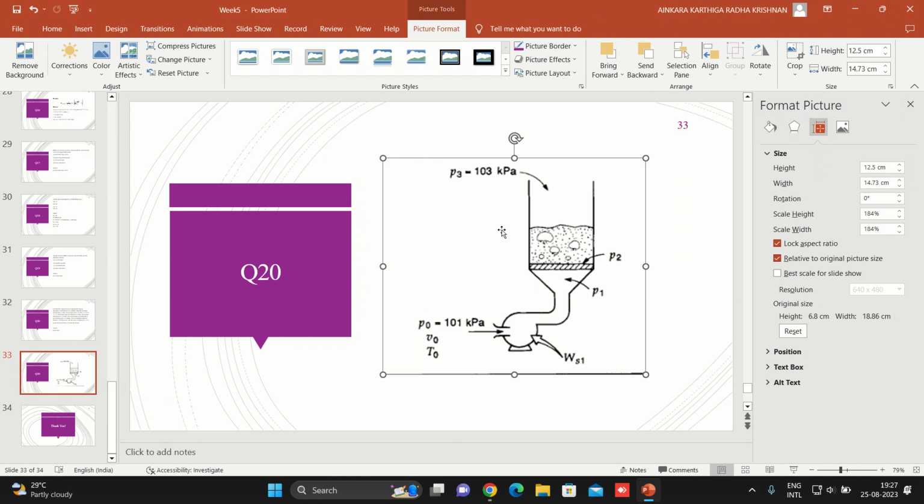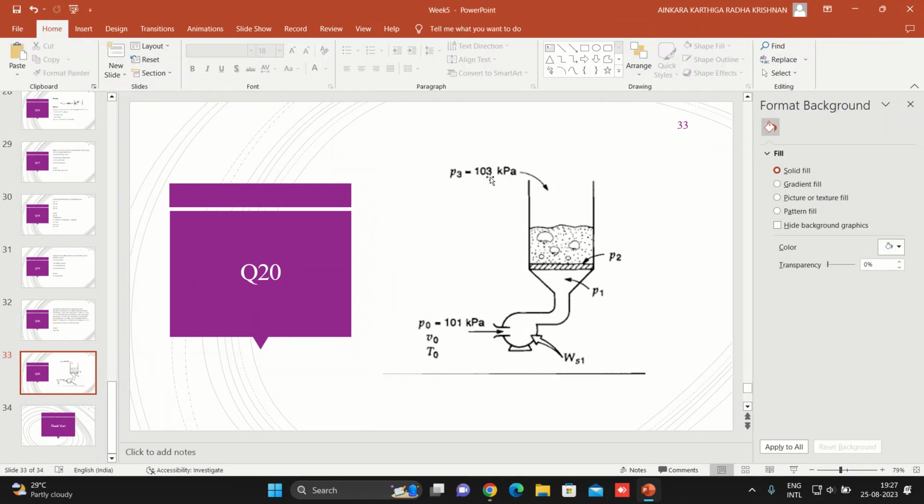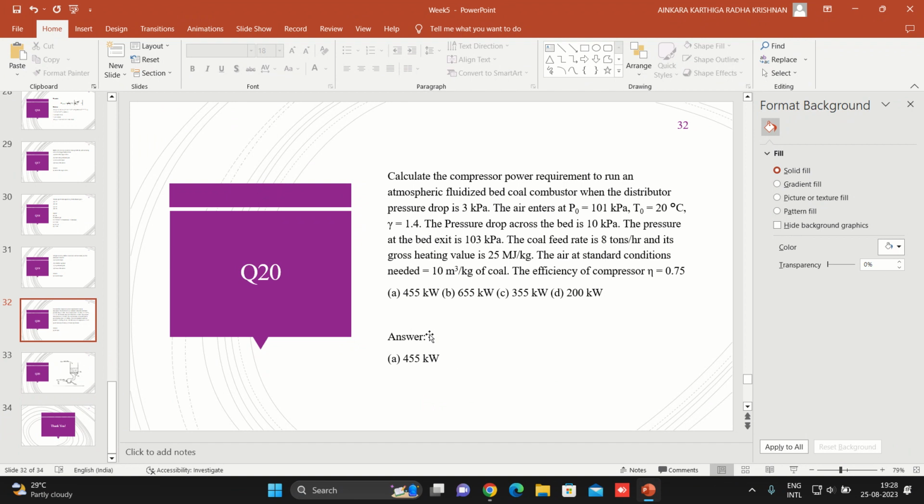So basically what is asked is that we have a compressor here and it is passing the inlet gas into the fluidized bed. So we have 103 kilopascal at this region. This is the gas distributor plate. The exit has a pressure of 103 kilopascal, and this is the distributor plate. Let us keep the pressure here as P2 and the pressure here as P1, and P0 is the inlet gas condition at 101 kilopascal, and temperature T0 as 20 degrees Celsius.